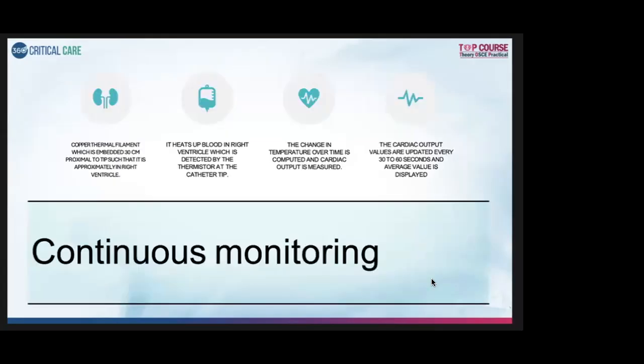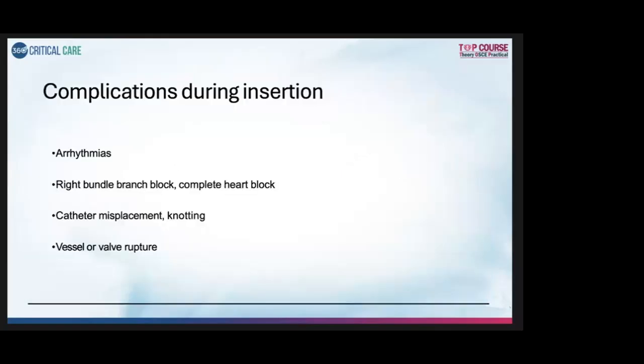How can the pulmonary artery catheter be used for continuous monitoring? There is a copper thermal filament which is embedded 30 centimeter proximal to the tip such that it is approximately in the right ventricle. It heats blood in the right ventricle, which is detected by the thermistor at the catheter tip, and the change in the temperature over time is computed and cardiac output is measured. The cardiac output values are updated every 30 to 60 seconds, and the average value is displayed.